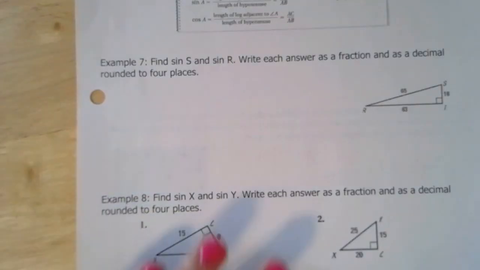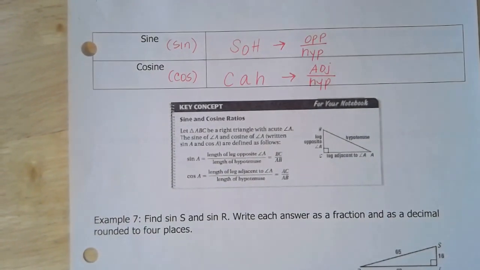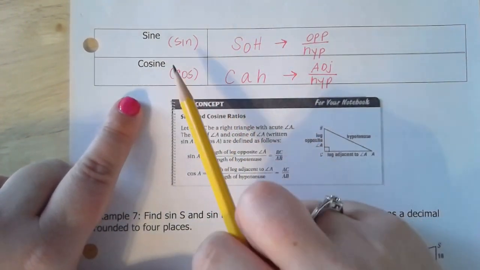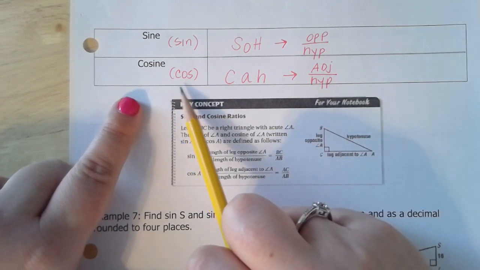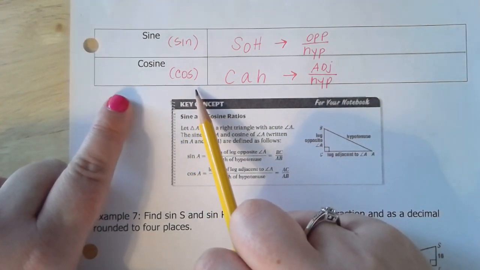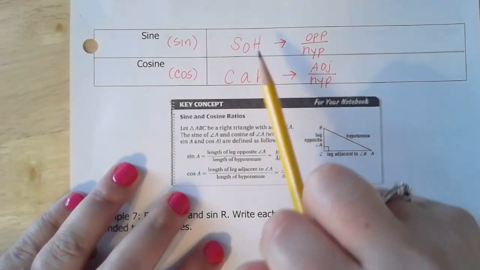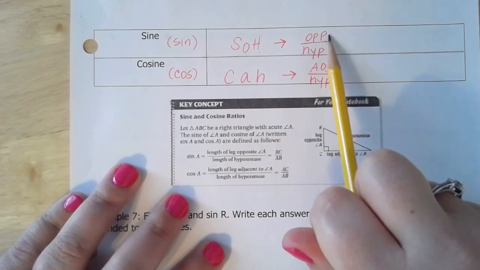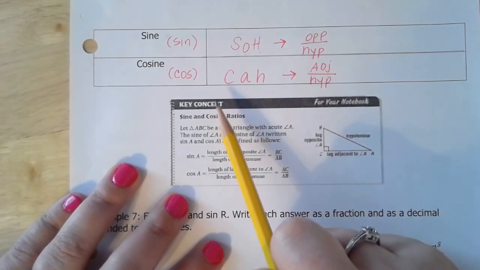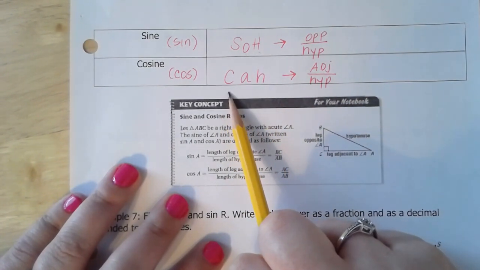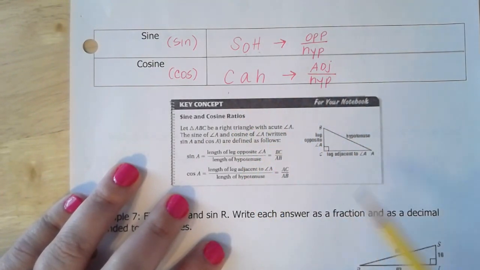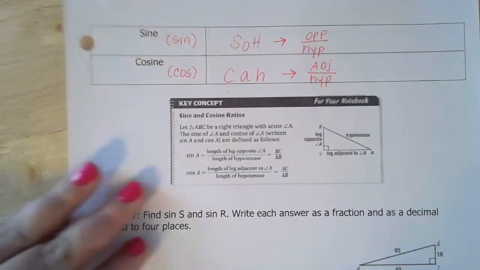Okay, now we're going to move on and learn our other 2 parts of this. There's sine and there's cosine. We abbreviate sine as SIN, and cosine we abbreviate COS. This is the other part of our SOHCAHTOA. So SOH stands for opposite over hypotenuse. The cosine is abbreviated as adjacent over hypotenuse, CAH. And that's what is explained here.